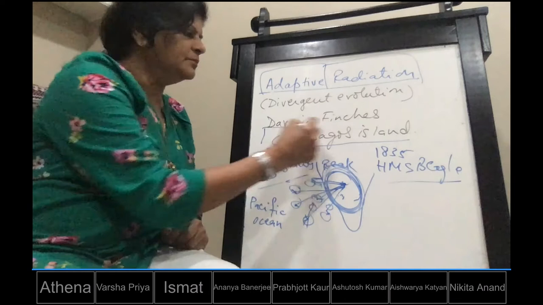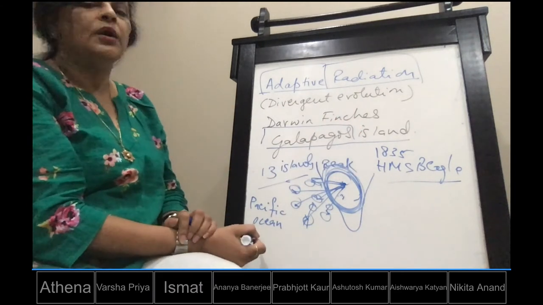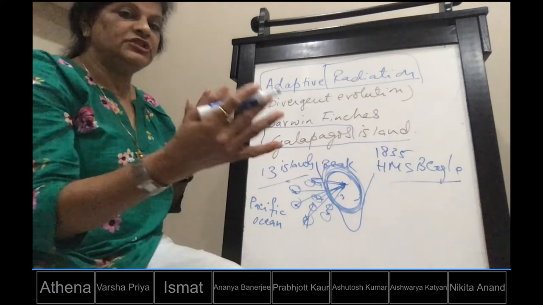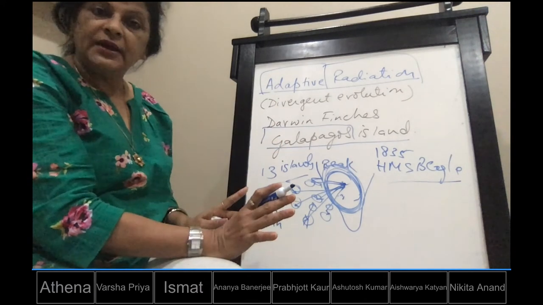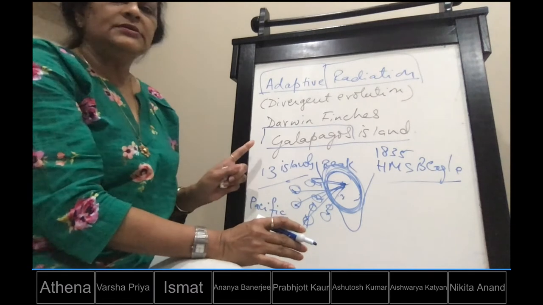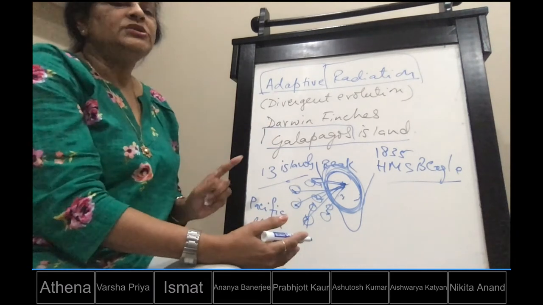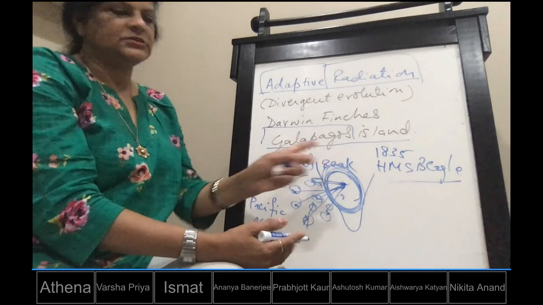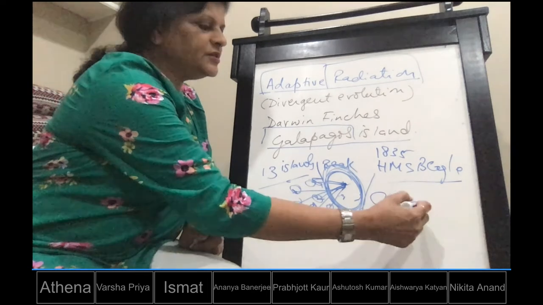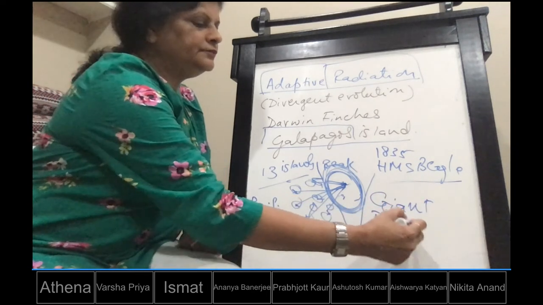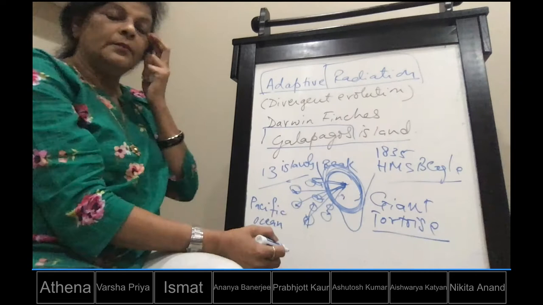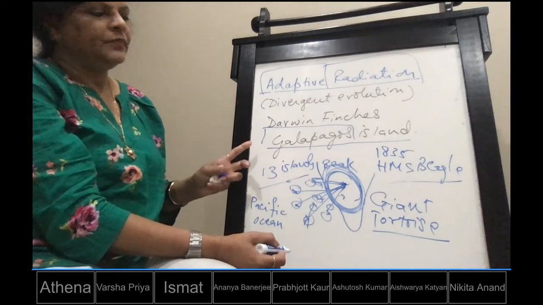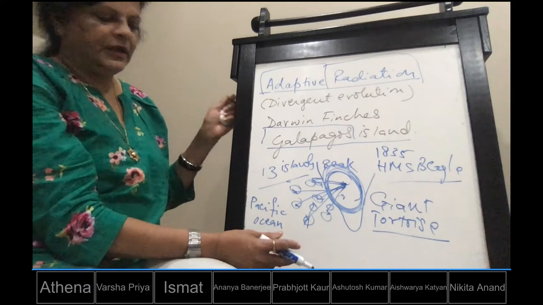Now, why this name, Galapagos? Why is it called Galapagos? Because these islands have a giant tortoise. It has nothing to do again with Darwin finches, okay? These islands have giant tortoise, which in native language is known as Galapagos. So the giant tortoise present in these islands gives the name Galapagos. So this is about adaptive radiation.